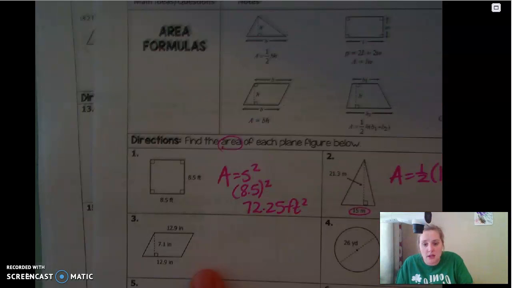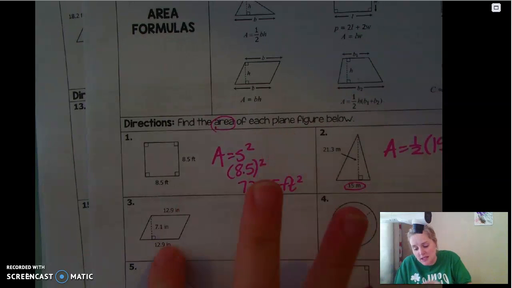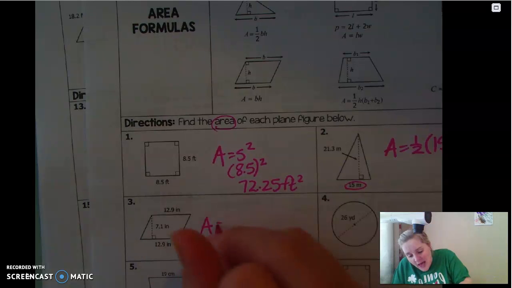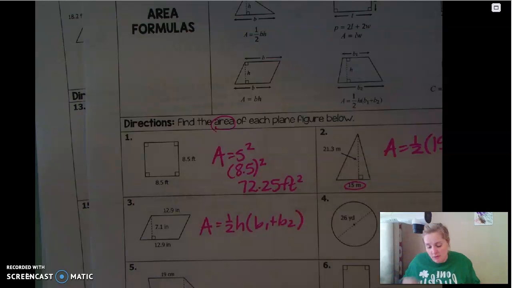This one is a parallelogram. We talked about parallelograms already this year. These are your two bases and this is your height. So you're using the area formula 1/2 the height, B1 plus B2. You plug in that information and do the math.